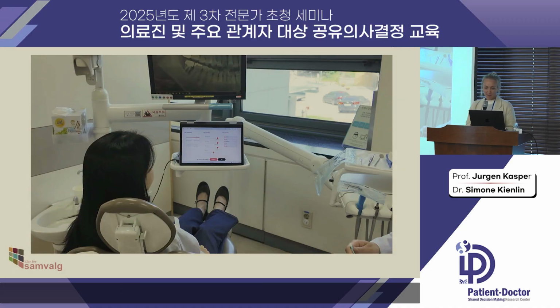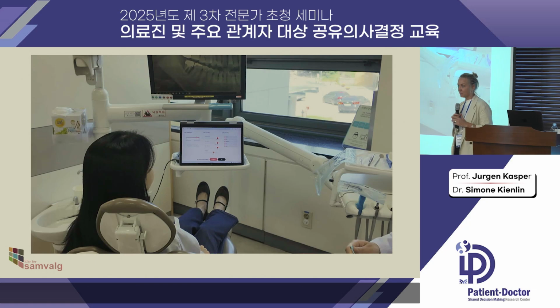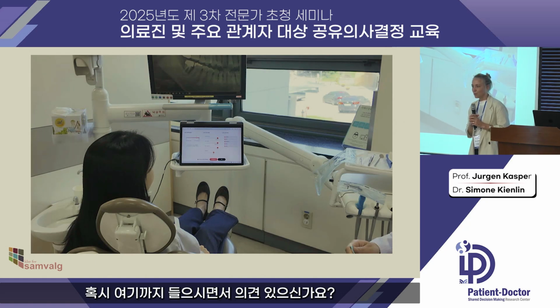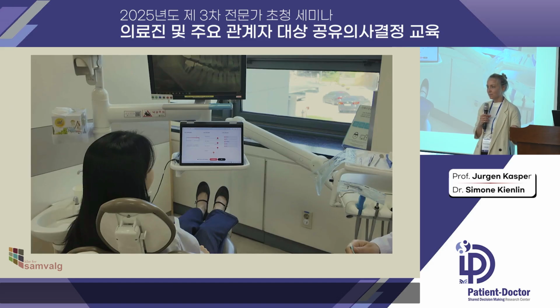Okay. Okay, so now we are through these 6 steps of shared decision making. So does anyone want to comment here? Do you think this is recognizable for you? Some of you are nodding. Does somebody have some questions regarding these steps?